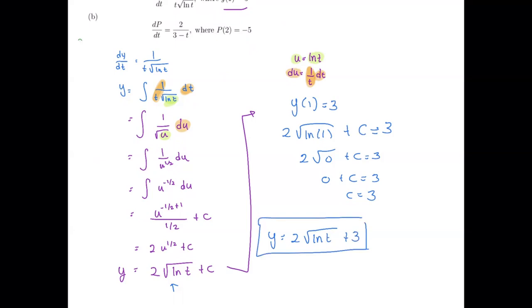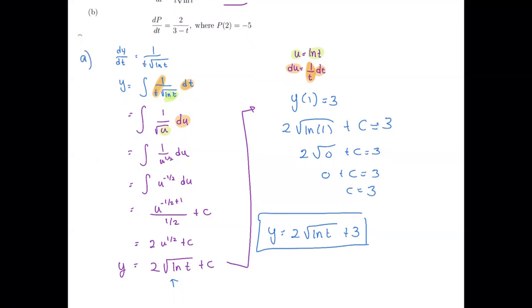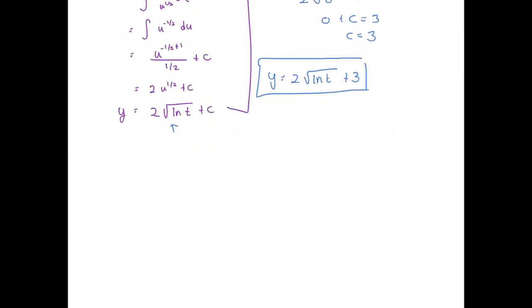So let me see. There's other things that you can learn here, of course. U substitution, definitely use the power rule. And of course, the basic solving the basic differential equation. So that's part A. Part B, I want a function p whose derivative is 2 over 3 minus t. And when you plug in 2, you're going to get -5.